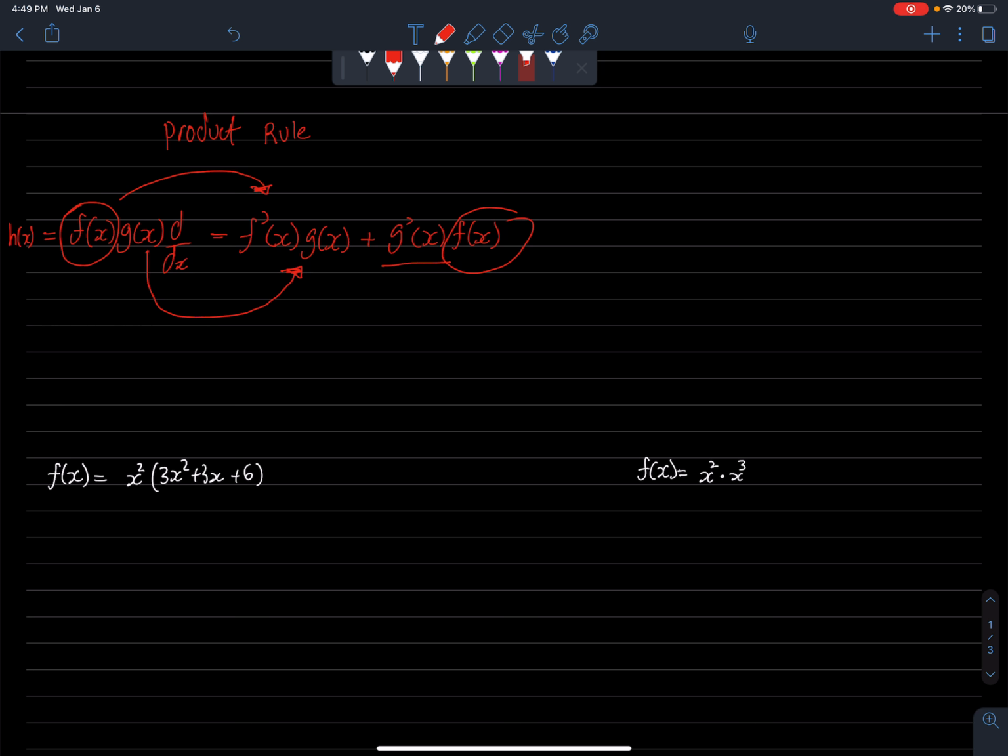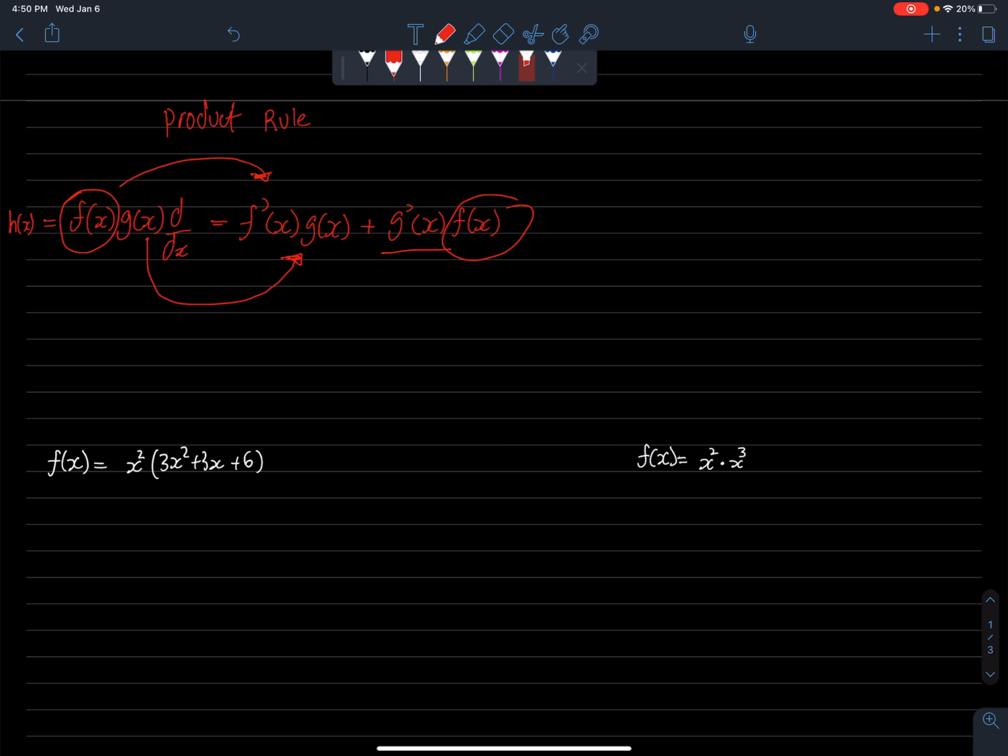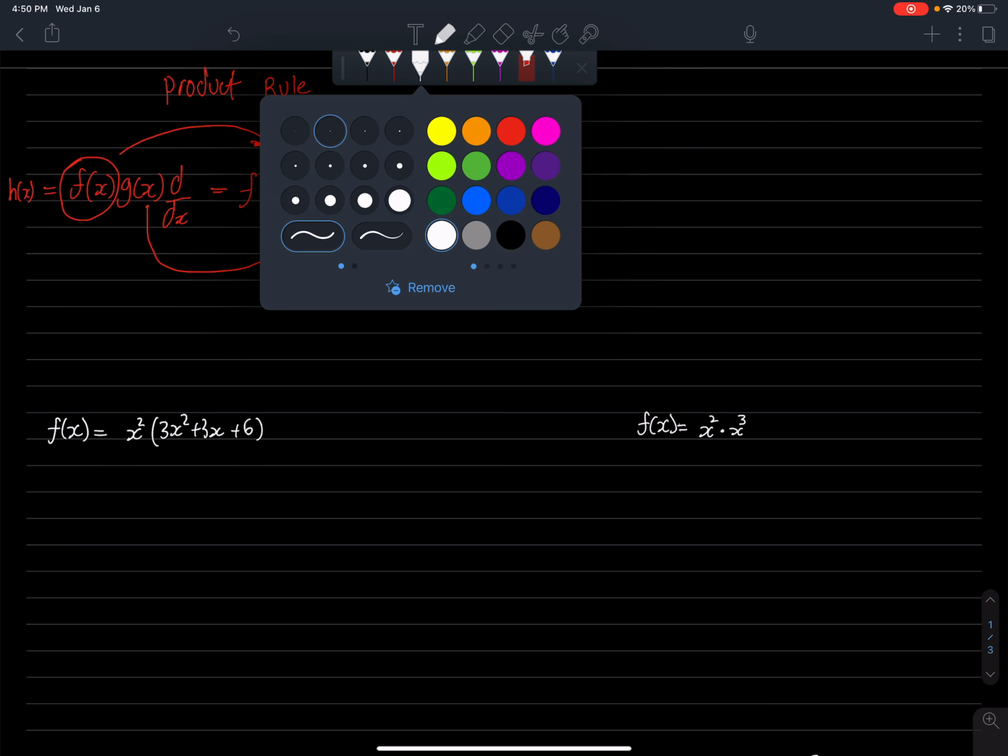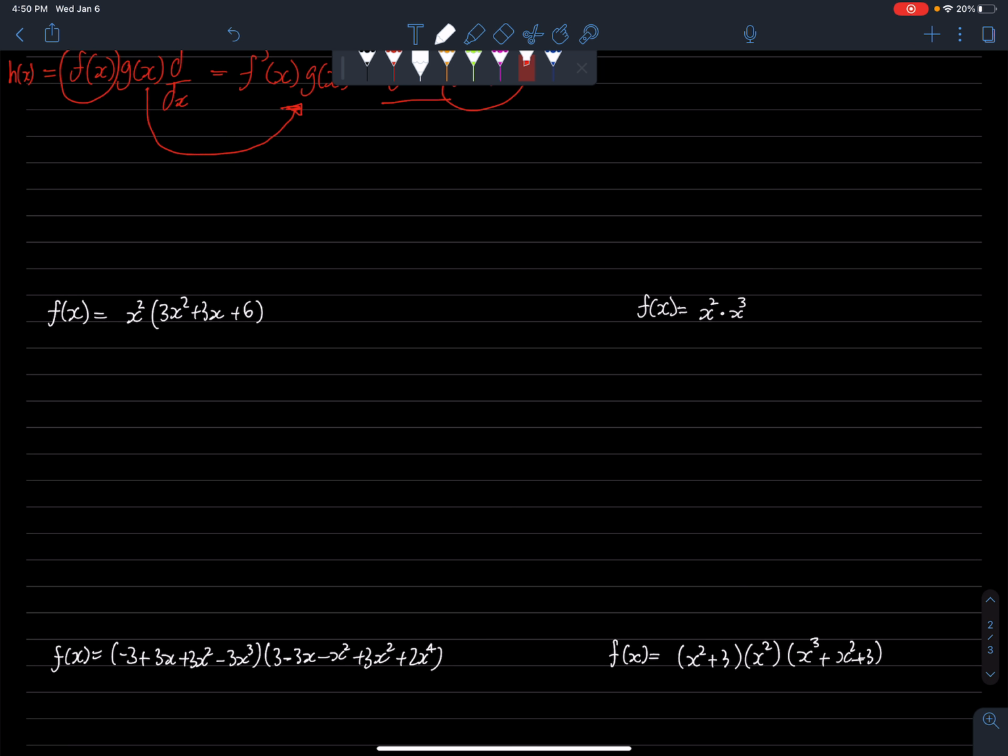So you would use this when this is the best time to use it, but sometimes it's easier to just use the power rule by expanding, and I'll show you what I mean. So here's the first example. So let's identify which one's f of x and which one's g of x. It really doesn't matter which one's what. So we'll say x squared is f of x, and we'll say the polynomial here is g of x.